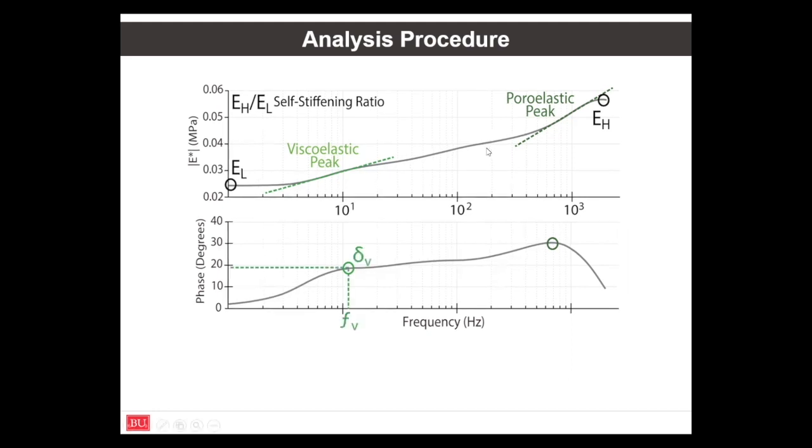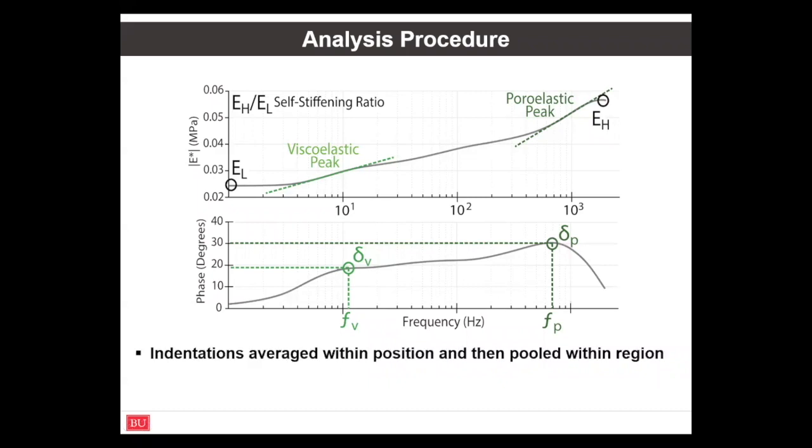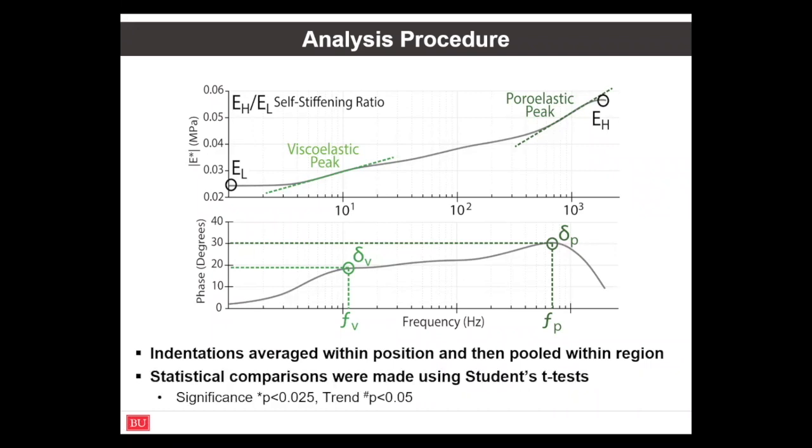And then we also measured the frequency and phase angle of the viscoelastic peak, as well as the frequency and phase angle of the poroelastic peak. So a total of 7 parameters that we measured for each region. And then we averaged indentations within the position and then pooled within regions. I'll talk about that in a second. And then made statistical comparisons between them with t-tests.